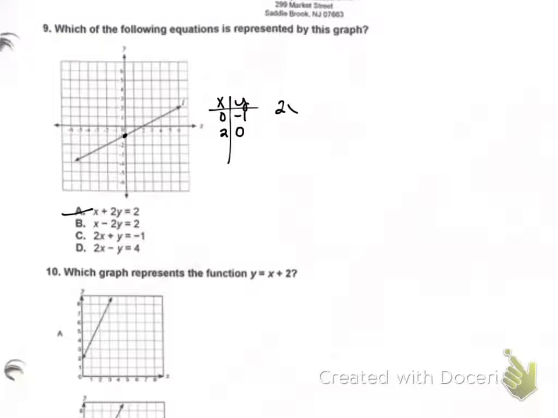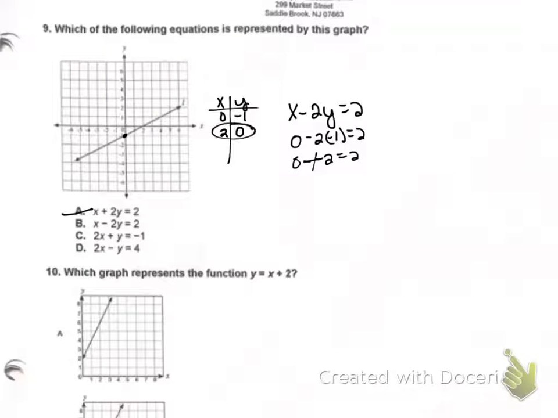2x, oops, I was doing C. x minus 2y equals 2. Okay, so let's use the first point. 0 minus 2 times -1, does that equal 2? 0 minus 2 times -1 is -2... Does that equal 2? Well, yes. 0 plus 2 is 2, so that one works.